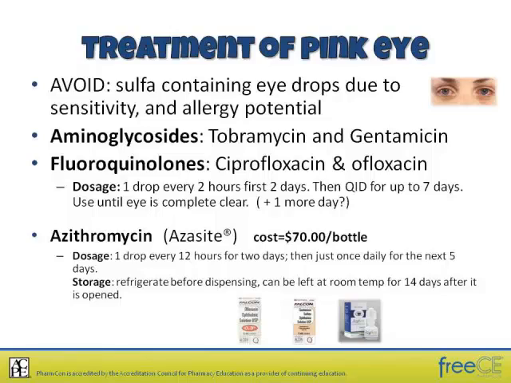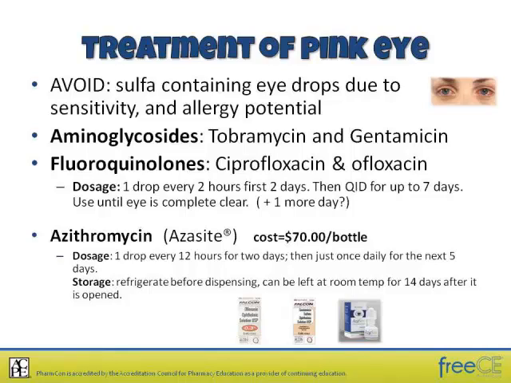So the treatment of pink eye, we're going to want to avoid those sulfa-containing drops because of that hypersensitivity potential. Aminoglycosides we can use, tobramycin and gentamicin. The fluoroquinolones we can use are ciprofloxacin and ofloxacin. Those first and second generation ones are cheap enough and they do the job quite nicely. The dose is usually 1 drop every 2 hours for the first 2 days, then 4 times a day for up to 7 days. Use it till the eye is completely clear. A lot of pediatricians will say till the eye is clear plus another full day.